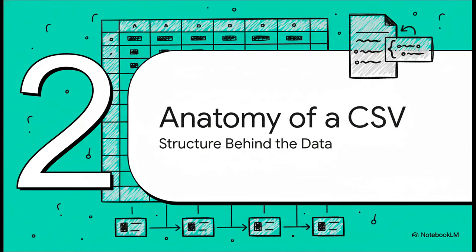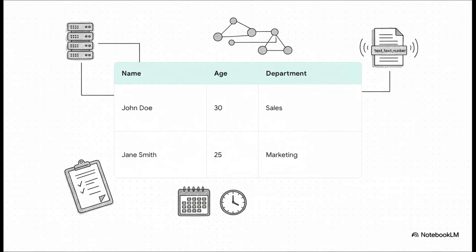Okay, so what does one of these things actually look like? Let's dissect a CSV and really see the structure behind the data. So here we have some basic employee data. It's in a nice, clean table, just how we like to see it, right? You've got columns for name, age, and department. It's organized, it's structured, super easy for us to read. But this isn't what the computer actually sees.